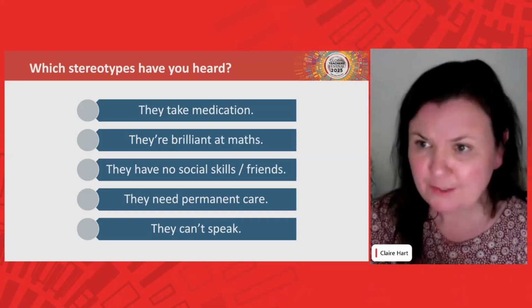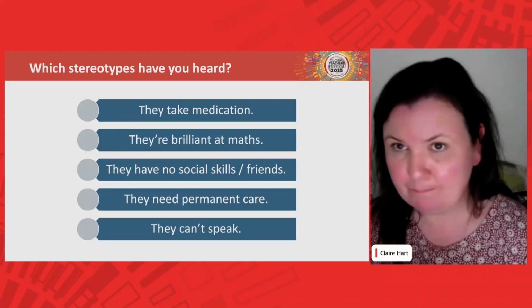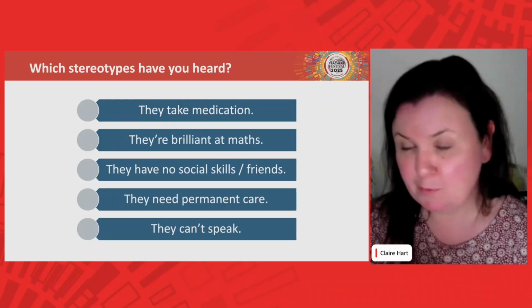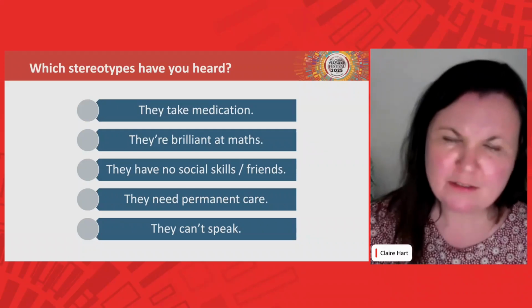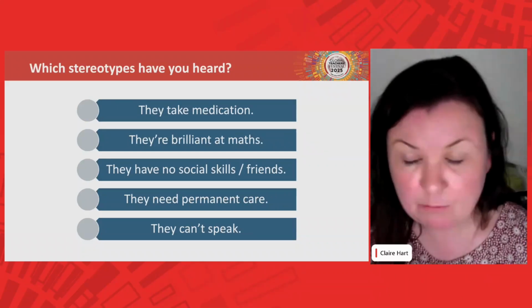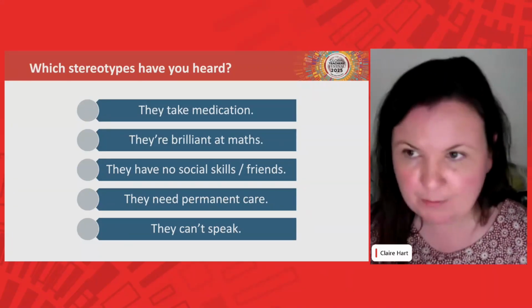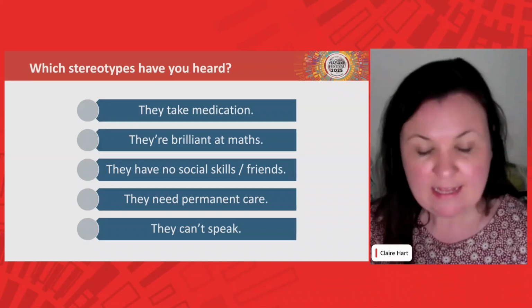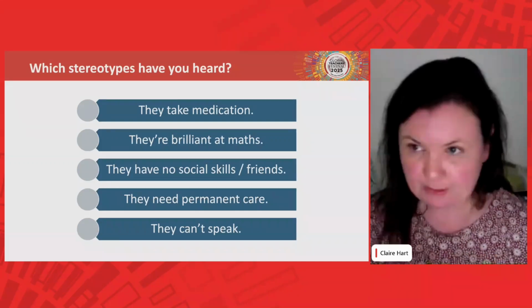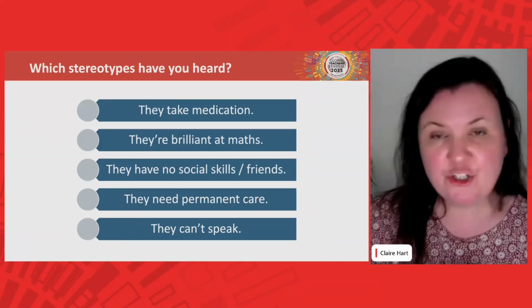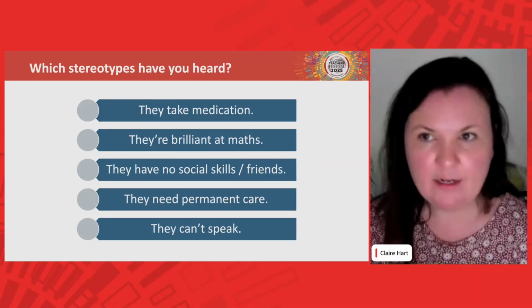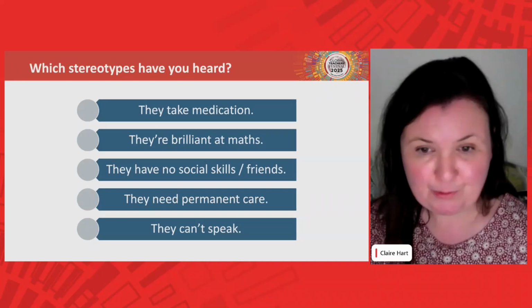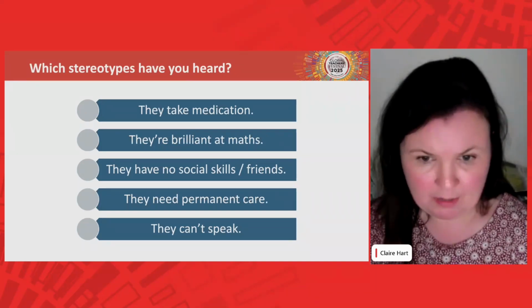And this feeds on to the last one. They can't speak, or they have problems with speaking. What is more of a common issue, especially amongst autistic children, is what is called selective mutism, which you may have heard about, meaning they are physically able to speak, but they choose not to, usually because they feel extremely uncomfortable in the situation that they're in.